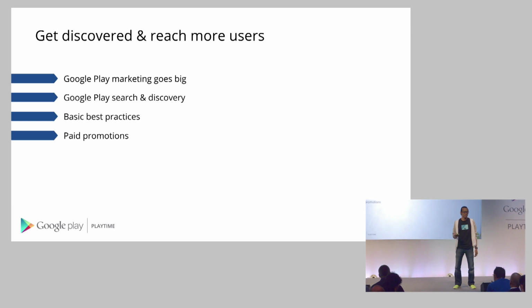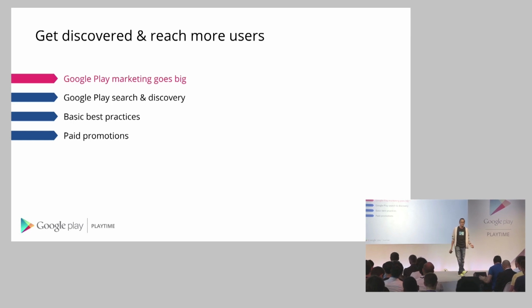So a quick rundown of what we're going to talk about today. First of all, I'm going to talk about some of the things that we've been doing to bring more users to the Play Store and to you. I'll touch a bit on search and discovery and some tips to improve discoverability of your app on Play. Then I want to talk also a bit about best practice to reach users outside of Play. And finally, Bruce will also talk about how to leverage Google's paid promotion solutions to acquire even more users for your app.